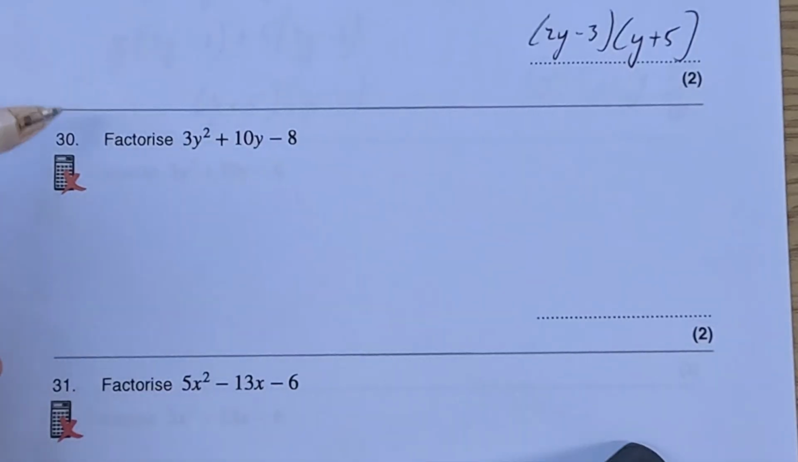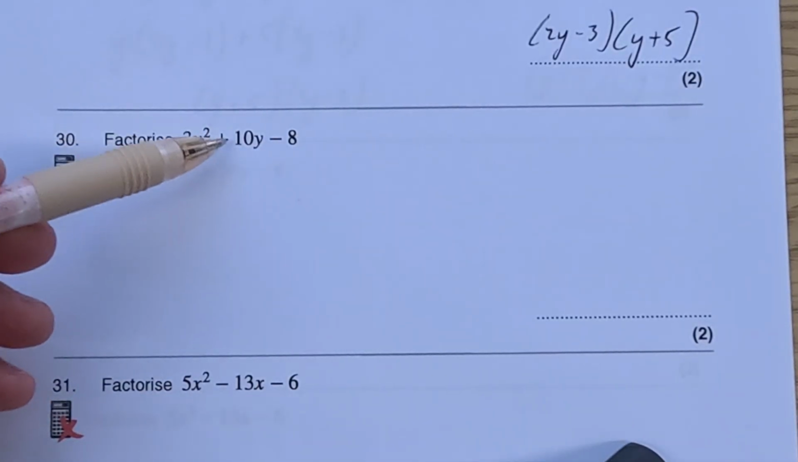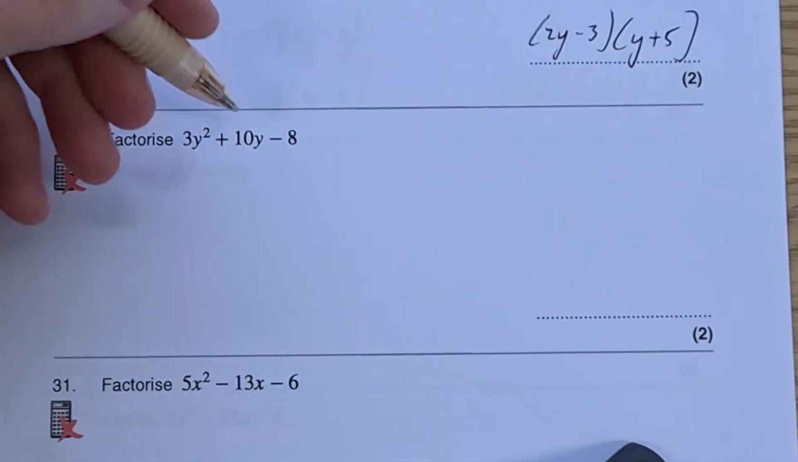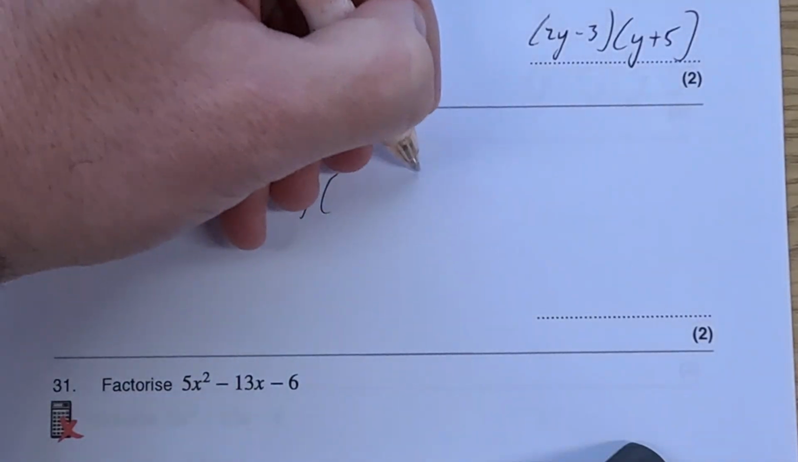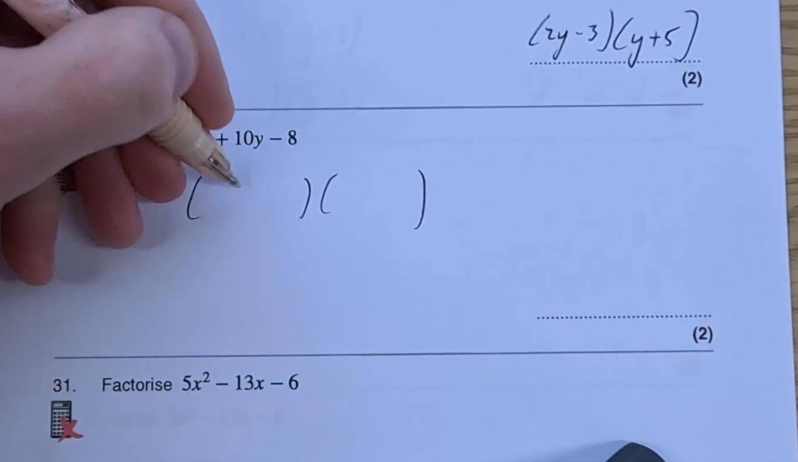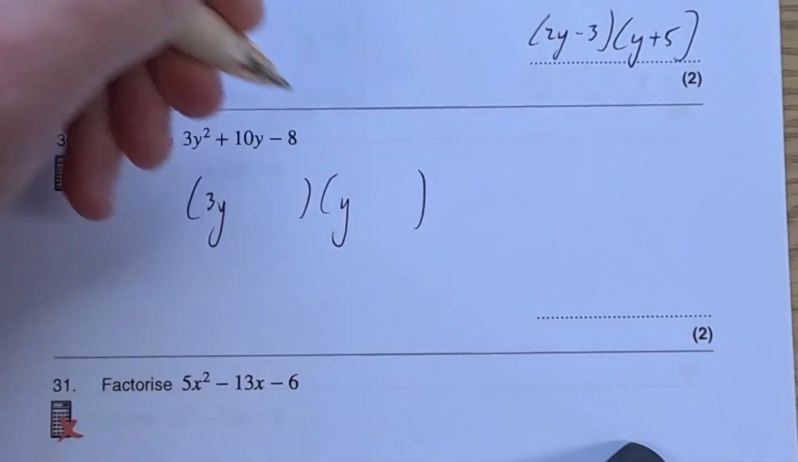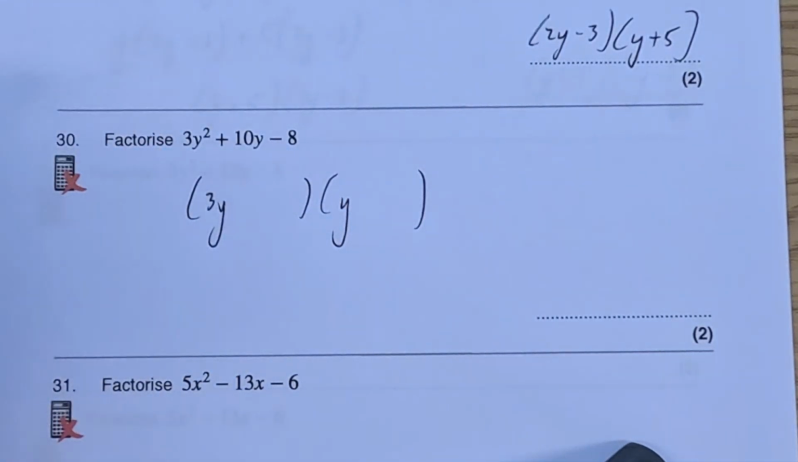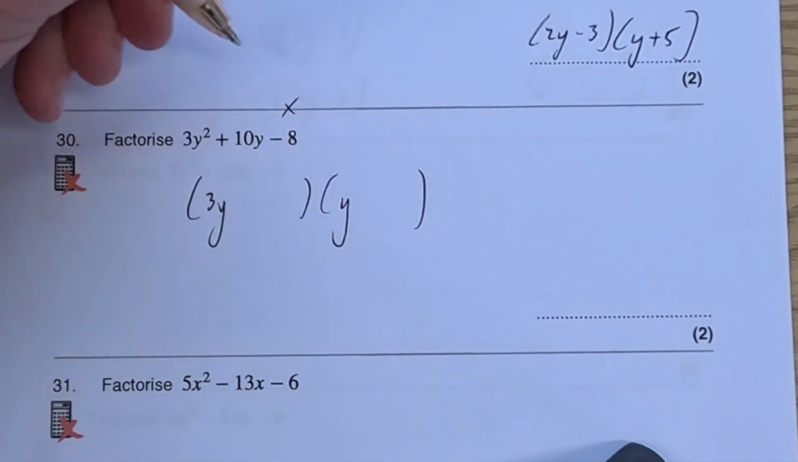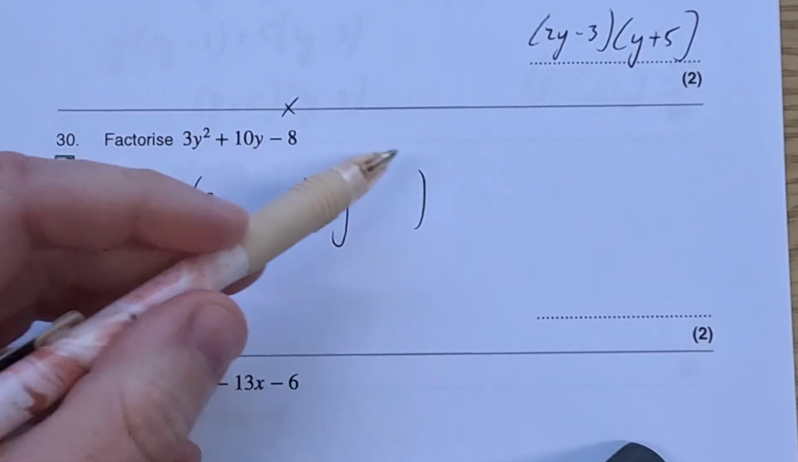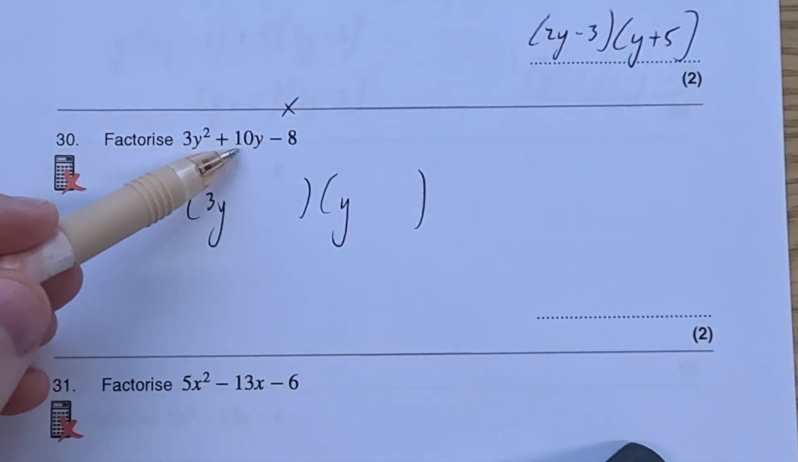Okay, so question number 30, we've been asked to factorize 3y squared plus 10y minus 8. So I'm going to put my brackets down, bracket, bracket. We've got 3y squared, so I'm going to go for 3y and a y because they times together to be 3y squared. Now we want to find two numbers that times together to be minus 8, and whenever we put them in the brackets and expand, we get 10y.